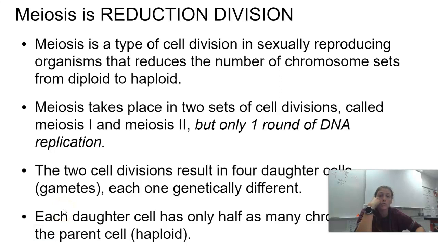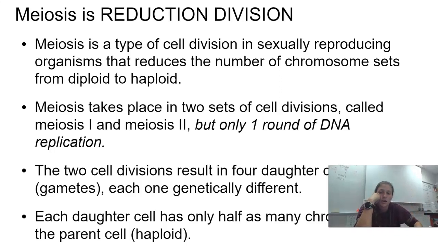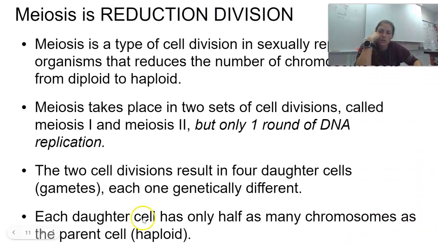But only one round of DNA replication occurs prior to the cell division, which is why we're able to divide twice and take a number 4N back to 2N, divide again, and we are a haploid cell. Each of the resulting cells is going to be haploid, and that's going to give us the ability to pass on only one gene, which is all kind of the basis of heredity.